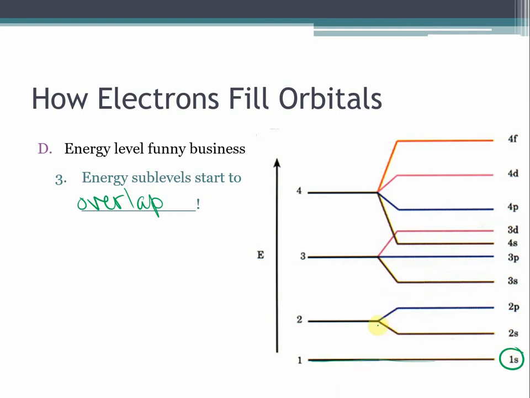And then we have our 2s energy level where 2s comes down and 2p goes up. And so far everything is making sense. 1 is the lowest, and then s, and then p of the next energy level. And then we have our 3s.